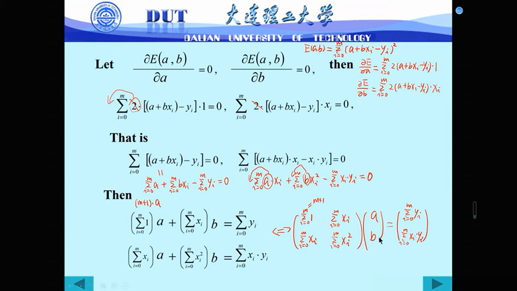So it is easy to solve it. Then we can obtain A and B. Then we obtain y hat. To solve this linear system, we obtain y hat of x equal to a plus bx. It's okay for you? Then we obtain the approximation. This is the least square method.